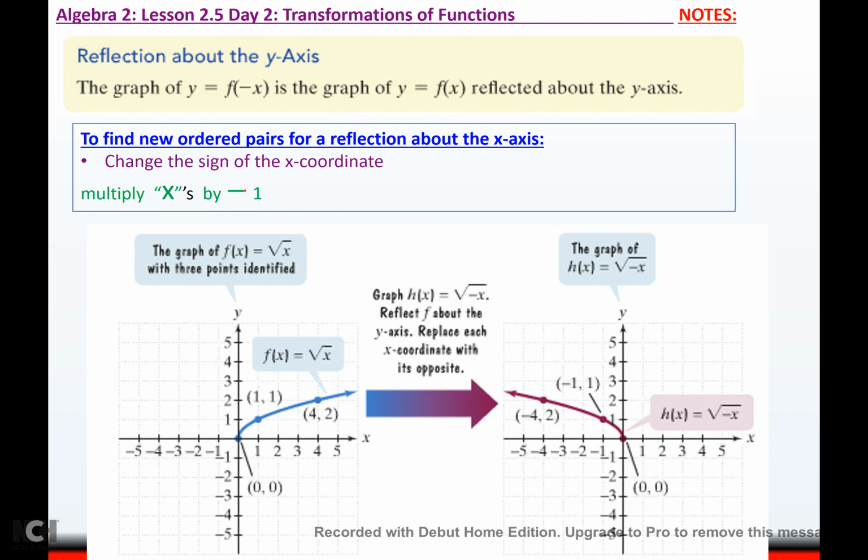When you have a negative on the inside and you reflect over y, I said multiply the x's by negative 1. Well, again, if you look at my original ordered pairs, if I multiply 1 by negative 1, I get negative 1. So it flips it over the y-axis. And if I take my original 4, 2, and I multiply x by a negative, I get -4, 2, which puts it over here. And you can see the whole function reflected over y.